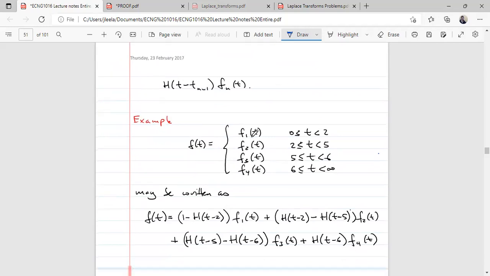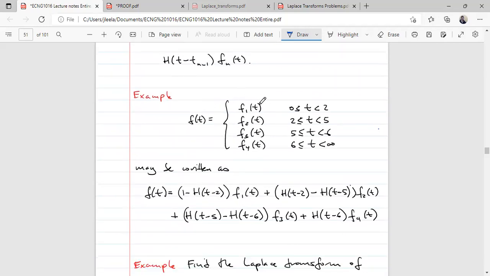Right, so let's look at a specific example here now. This piecewise function is defined in 4 parts: 1, 2, 3, 4. Right? And you're seeing what's going on here. So the first part is going to be h(t - 0) minus h(t - 2). But h(t) is always defined to be 1, as I just explained. And then you have to multiply that by f1(t). And then the second part, h(t - 2) minus h(t - 5), because these are the two endpoints here.